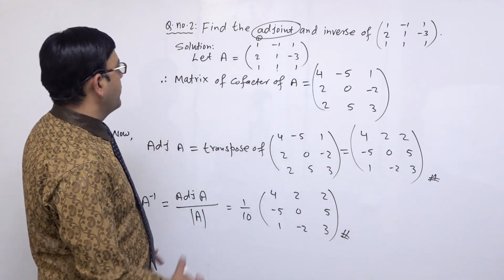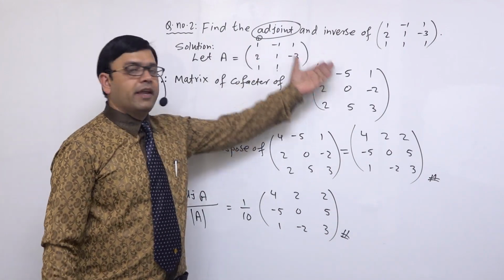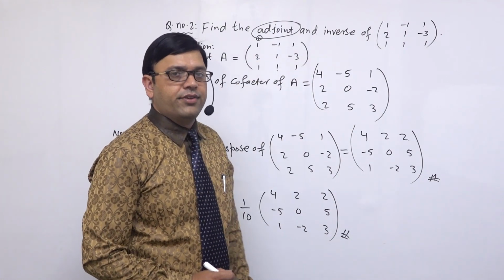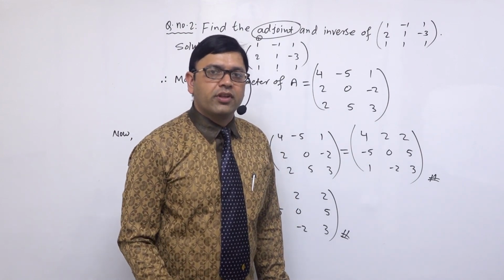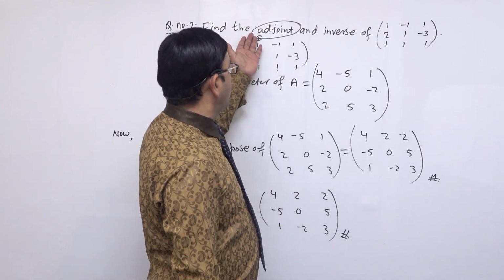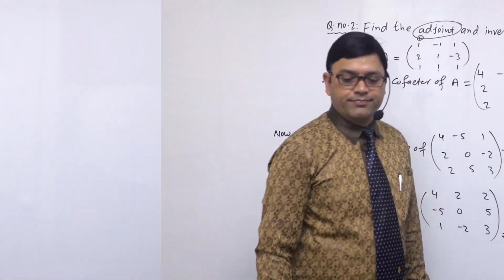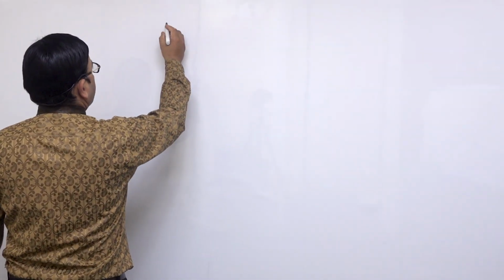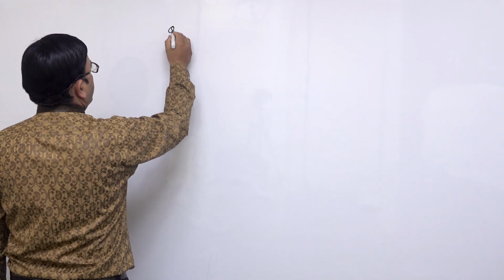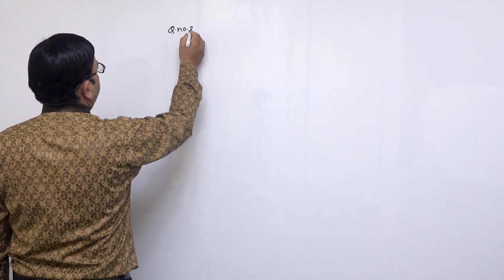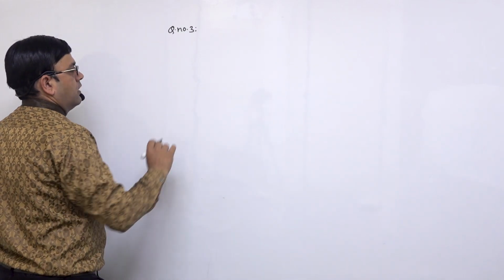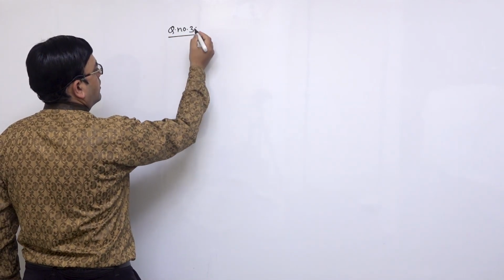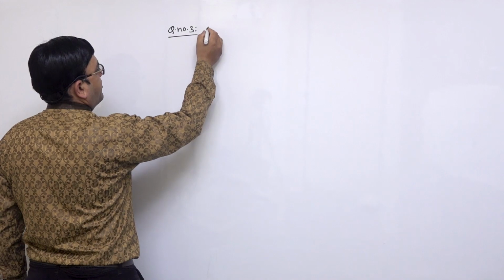Students, in this way we found the adjoint matrix and inverse matrix. I think you feel this is easy. You can practice more questions like adjoint and inverse matrix. Students, now we are going to solve another question, that is question number 3. In question number 3, we can set up one matrix.